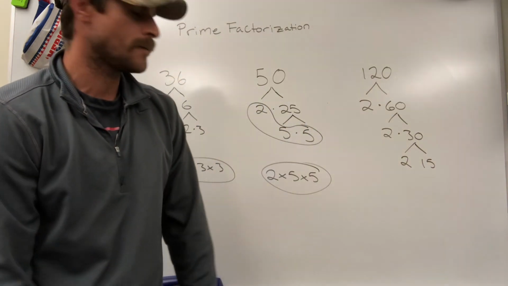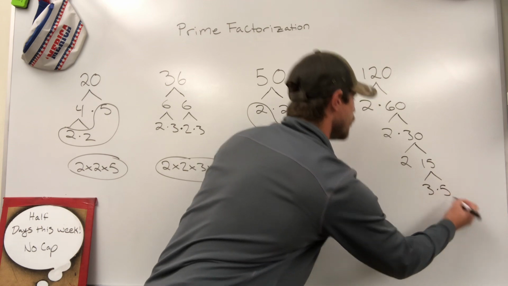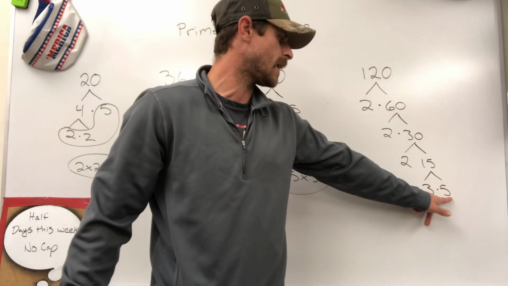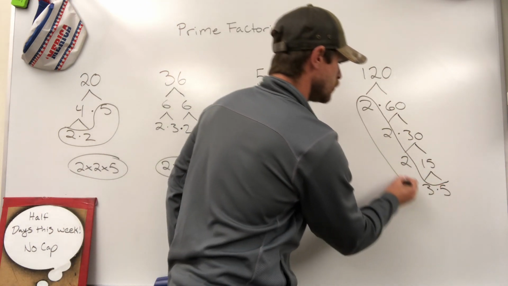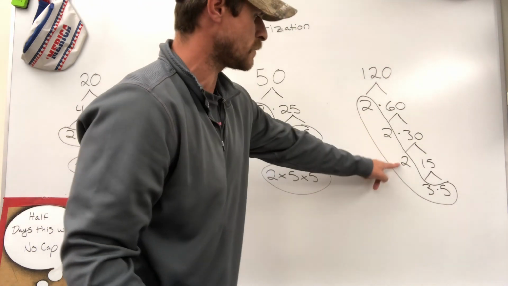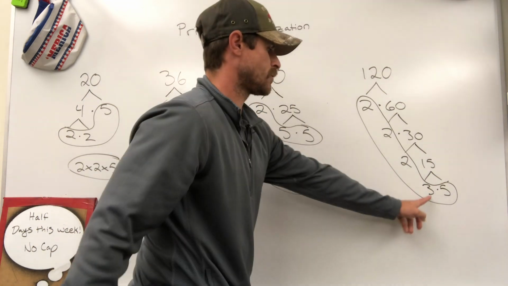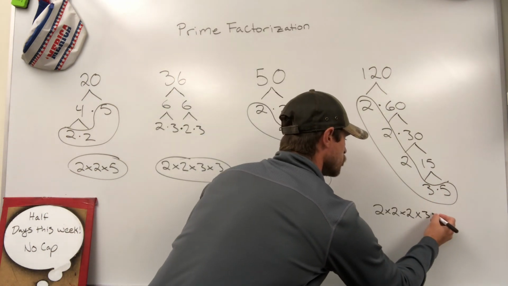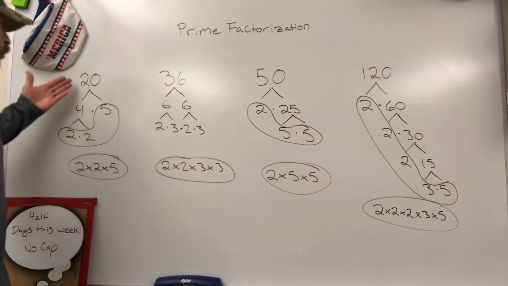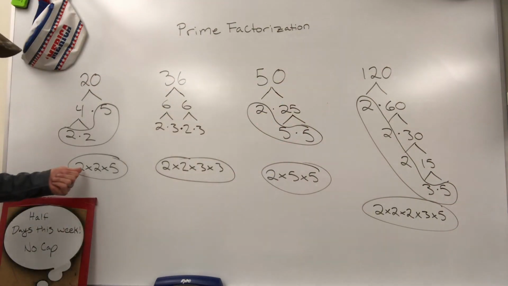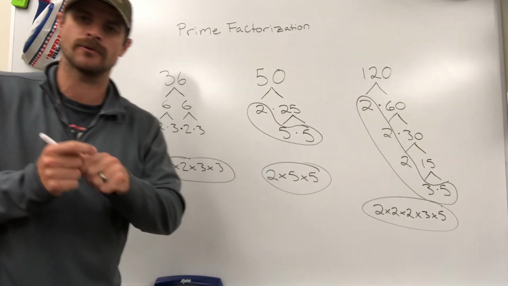15, however, is not a prime value. I've got to keep going down the tree. 15 can be made from a 3 times a 5. And the good news here is that 3 and 5 are both prime values. So we're going to circle all the primes that we made it down to. And 2 times 2 times 2, we've got 3 of them, times 3 times 5. We have now prime factorized each one of these values down to nothing but prime values. 2's and 3's and 5's, you're going to see a lot of those when you're doing prime factorization.